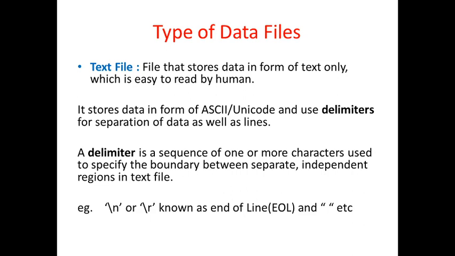But obviously, if human beings can easily understand it, it means the computer has to work a lot more. So what are delimiters? Delimiters are basically a sequence of characters that specify the boundaries between the content of the file, separating the content and independent results in the text file. For example, delimiters are \n and \r, also known as EOL, end of line, and even the double quote and single quote, which separate the data. The comma itself is also used as a delimiter for separating data in the text file.